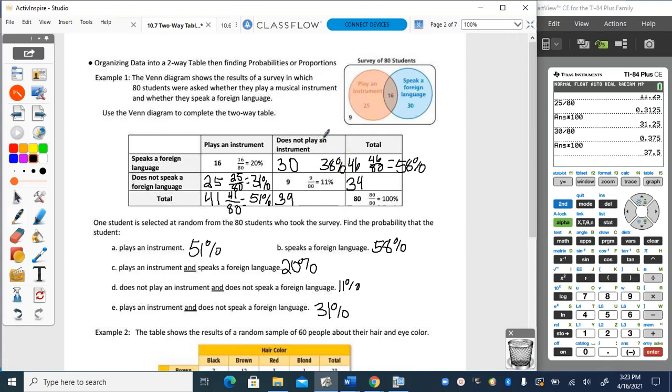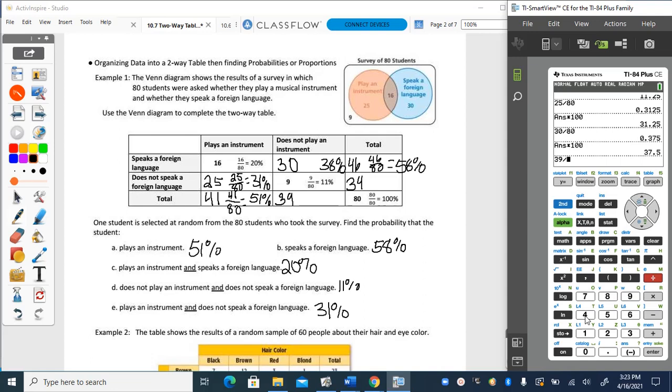And what about students that just don't play an instrument? That's all we care about. So we do 39 divided by 80 and times that by 100. And we get 49%.